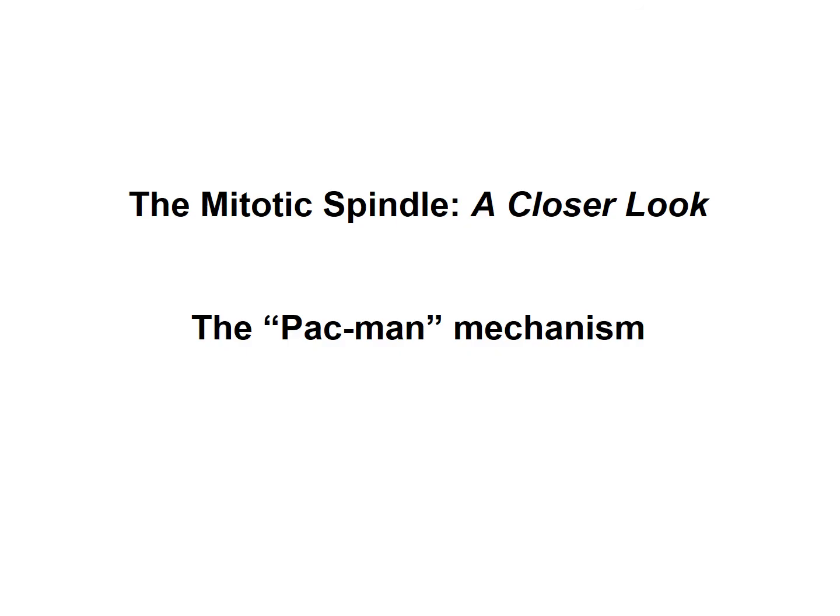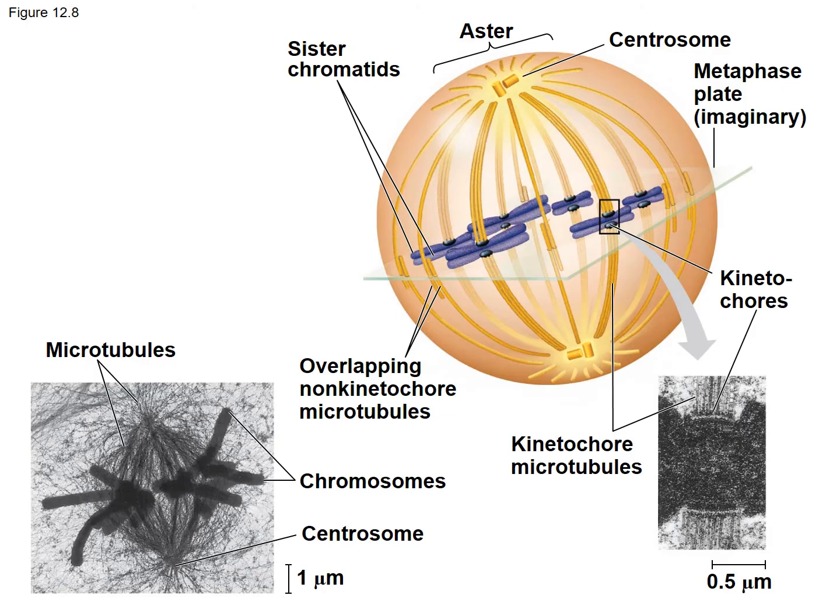Now, let's look at the mitotic spindle a little bit closer. We're going to talk about the Pac-Man mechanism as well. So remember, by metaphase, the mitotic spindle is fully formed. So if we look at this cartoon picture, we can see the metaphase plate. All the chromosomes have lined up at the equator, and the mitotic spindle is fully formed. What the mitotic spindle includes is the two asters, one on either end. The aster includes the centrosomes and some shortened microtubules which help maintain the shape of the cell.